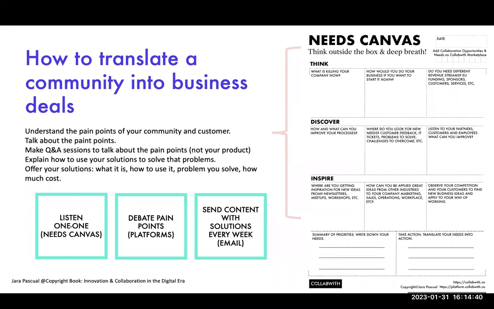So you have here some points. One is to understand the pain points of your community and customers. Talk about the pain points all the time. Make Q&A sessions to talk about the pain points, not your product, Constantinos, not your product, the pain points they have. Explain how to use your solutions to solve problems. And offer your solutions. What is this? How to use it? Which kind of problem do you solve? And how much does it cost?